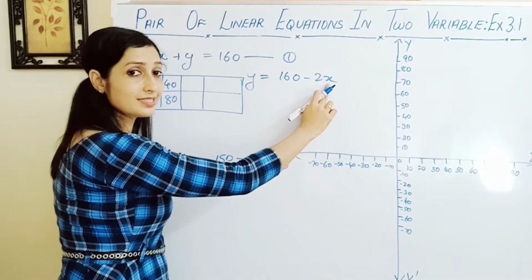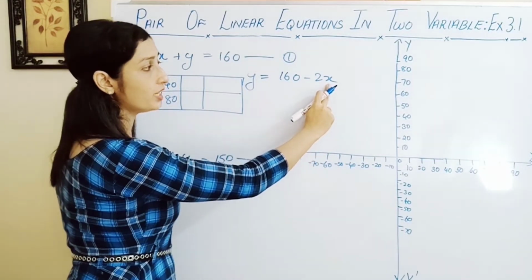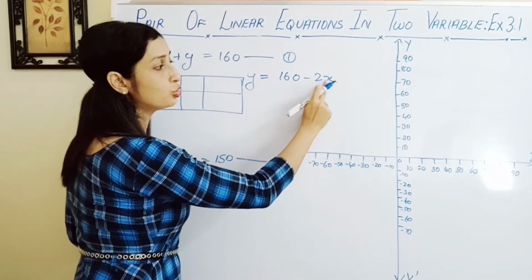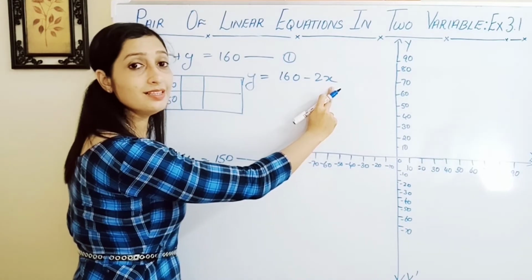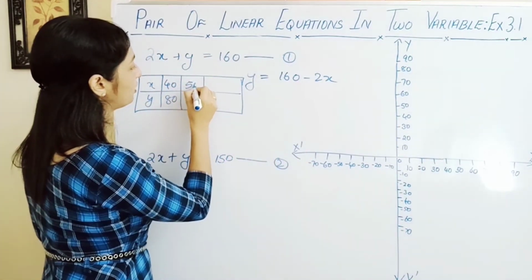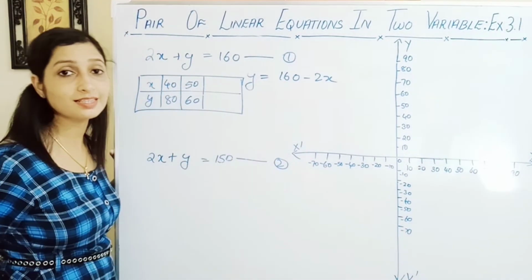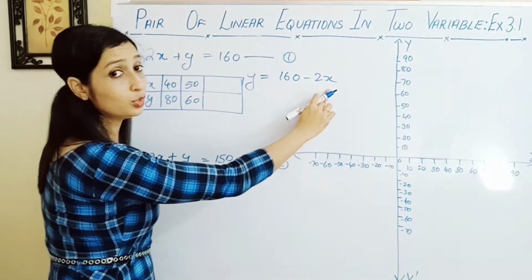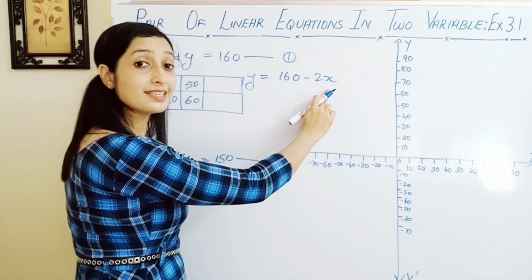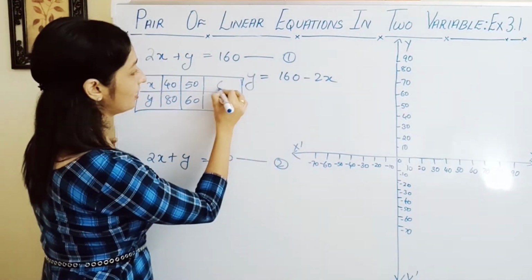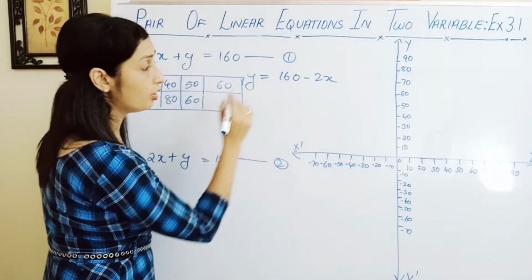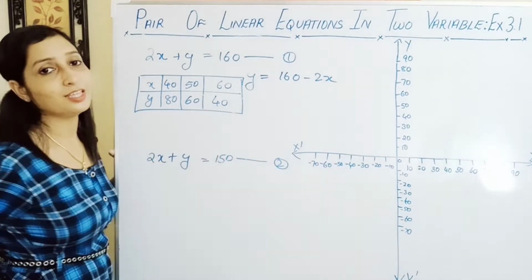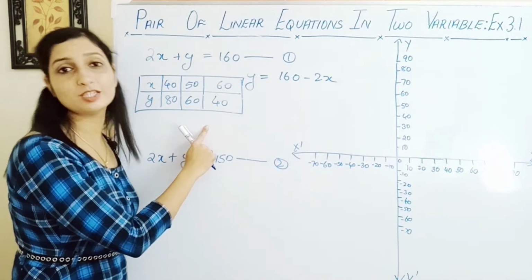Now what do I take as the second value? I am taking x as 50. So what do I get? 160 minus 2 into 50. That is 160 minus 100. So that is 60. So when I take 50, I get the answer 60. Now the third value, I am taking x as 60. So when x is equal to 60, I get y is equal to 40. So now we have got the first solution set.